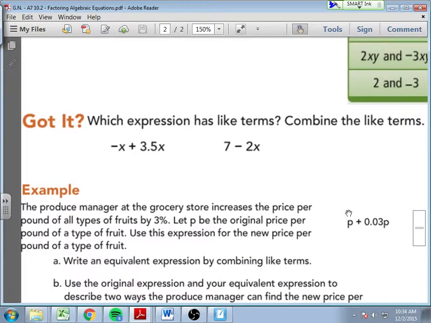All right, which of these has like terms and can be combined? Karen, left or right? The left one, because this has a constant and a coefficient. Now, negative x. If there's no number in front of a variable, what number's really there? 1. So this is really negative 1x plus 3.5x. So, class, what do I get when I sum negative 1 and 3.5? 2.5x.